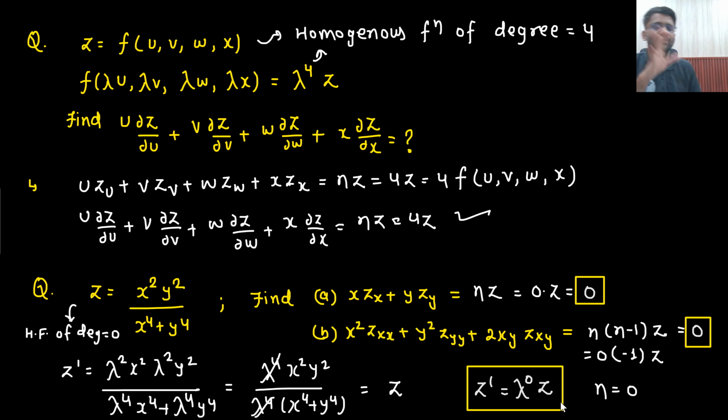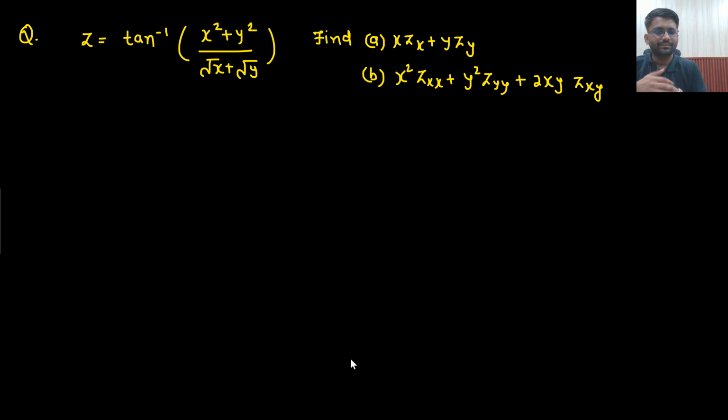These kinds of very simple questions will be asked, you will be able to solve. Just a standard form you need to remember and your job would be done. Function of x comma y, so x into zx plus y into zy. And x square zxx plus y square zyy plus 2xy zxy. There you go. Solve this question.